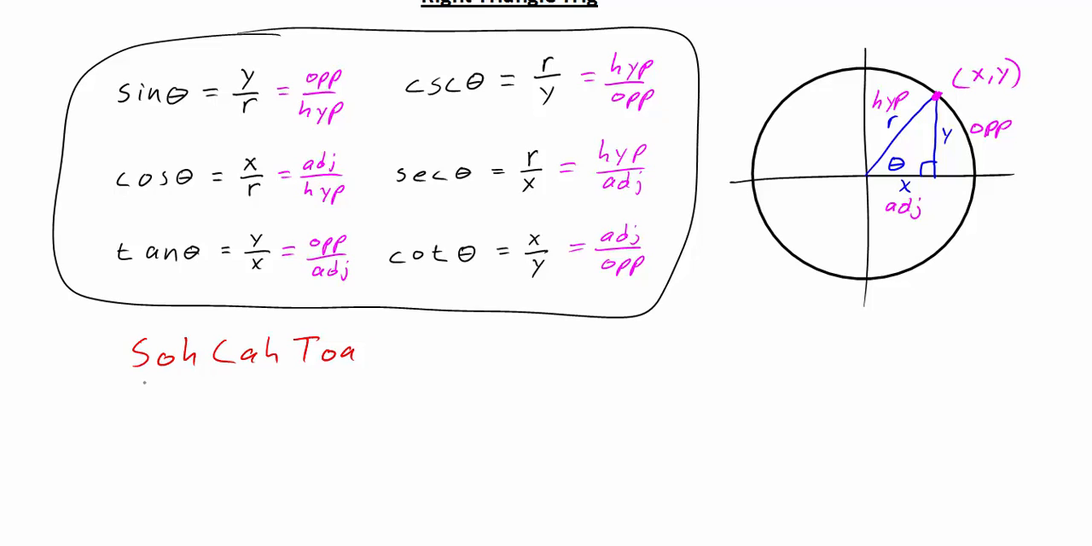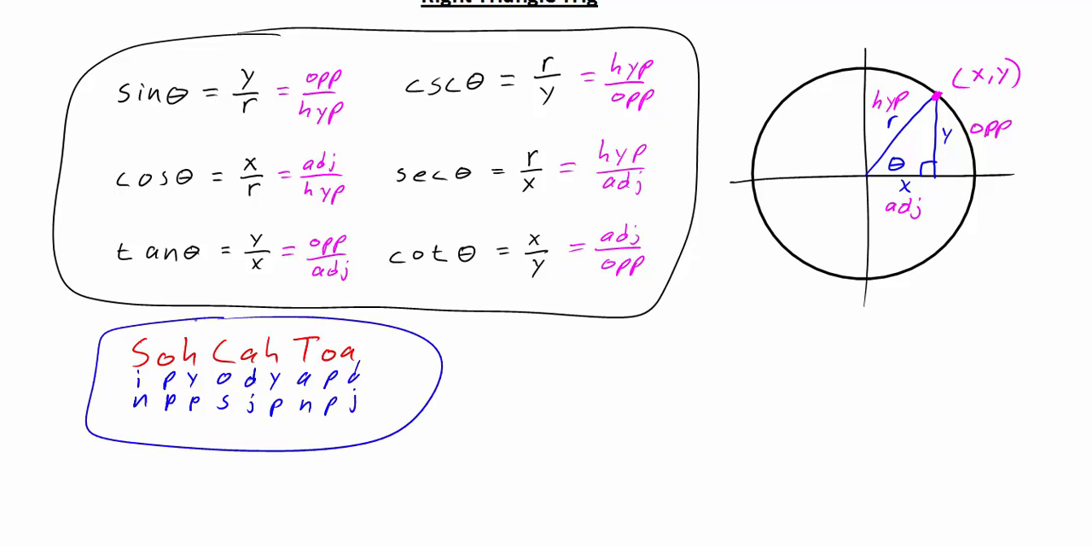And this is one that I was taught way back when I was in high school, and it still has stuck with me. What we're looking at here is SOH CAH TOA, where S represents the sine, which is the opposite over hypotenuse. The C is the cosine, which is adjacent over hypotenuse. And for the TOA, this is the tangent, which is opposite over adjacent.